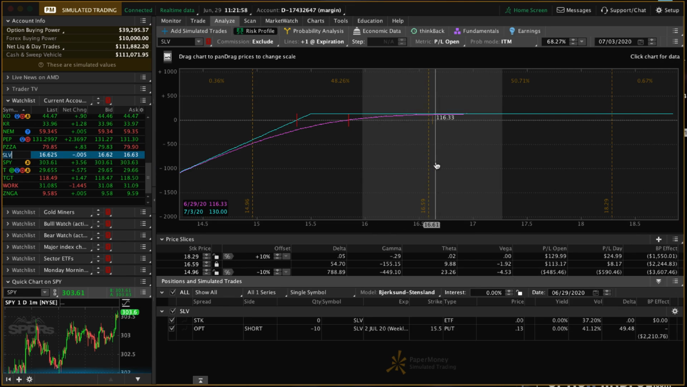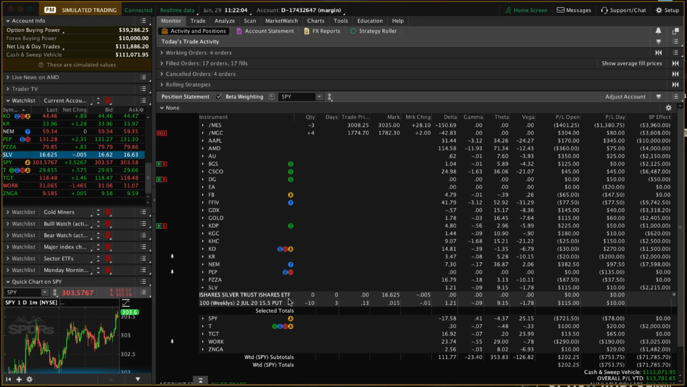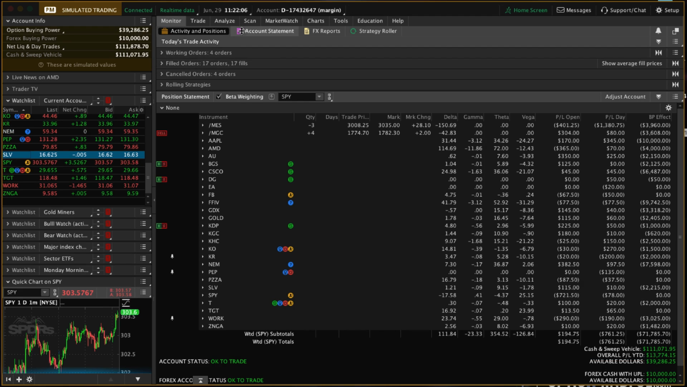SLV, silver, love silver, max win. I'm gonna let it expire, I guess, because it looks like I have only 3 days in it. Let it expire and collect all the premium.